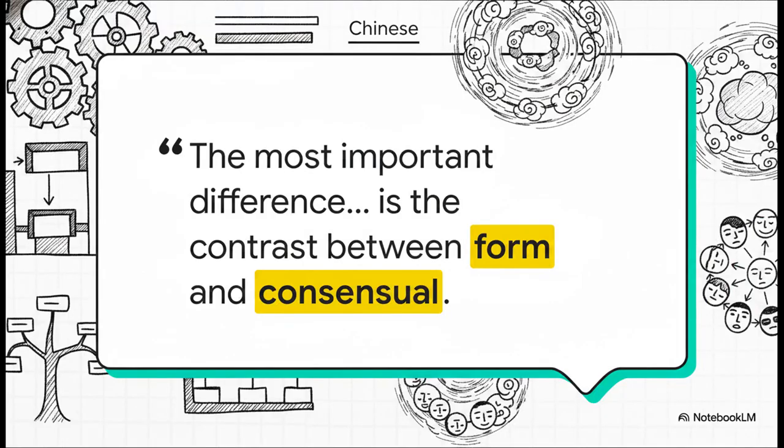To set the stage for our journey, look at this fascinating insight from the renowned translation theorist Eugene Nida. He hit the nail on the head when he said, the most important difference is the contrast between form and consensual. Basically, English operates on strict grammatical forms, while Chinese relies heavily on consensus and context. This one idea is going to unlock everything we explore today.